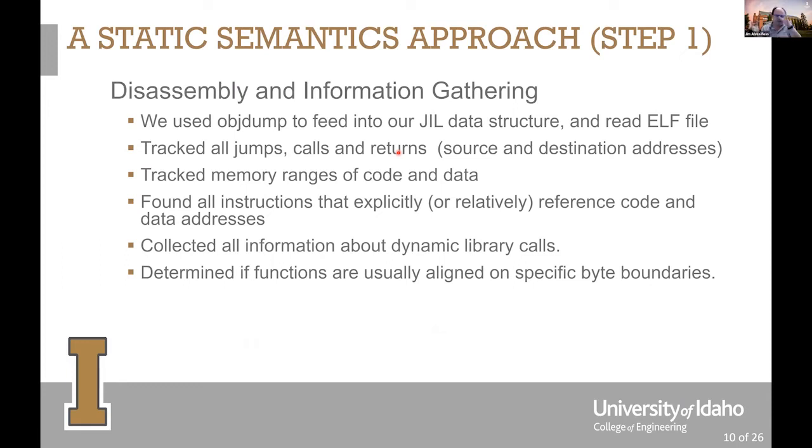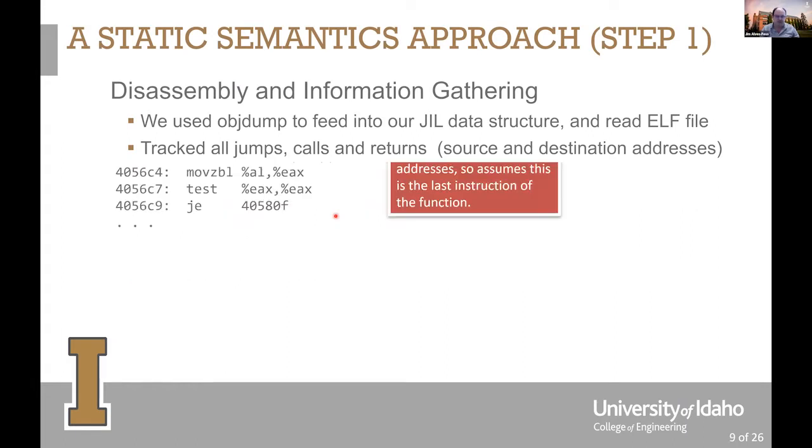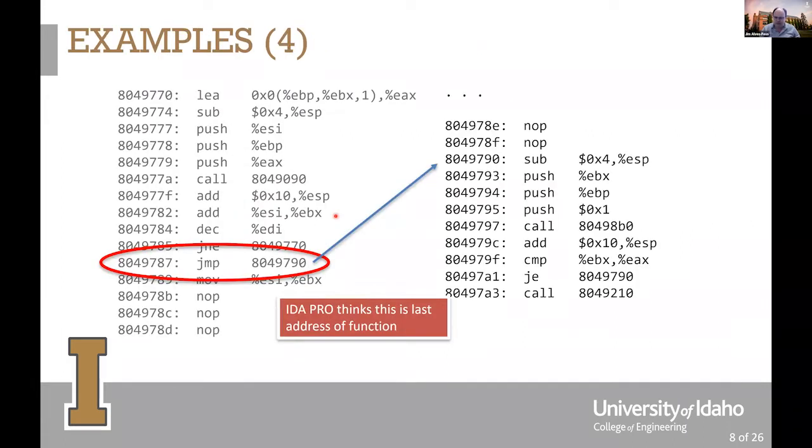We looked at the information about dynamic libraries. We determined if functions are actually aligned on specific byte boundaries, like every 16 bytes, every 4 bytes, or they're just random, based on the ones where we have hard-coded addresses, because you often have hard-coded addresses in a lot of code. And that's where we started.